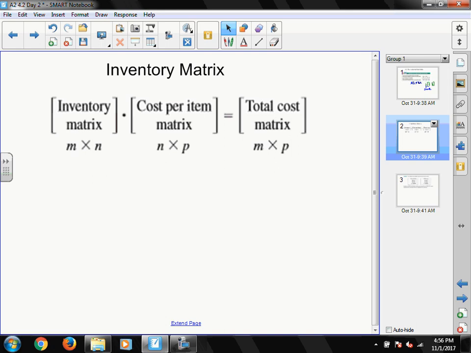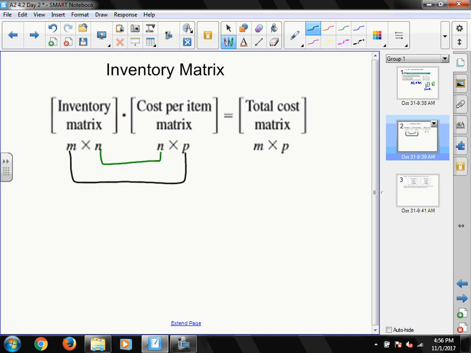Yes, I know that you could calculate this all out one by one, and it'd get you there, but here's just a little different way. I think it's a little cooler way to do it. And again, notice with our matrix multiplication, my ends are the same, so those middle numbers are the same, and the final dimensions that I get for my total cost are going to be my outside numbers. It's going to be an M by P matrix.